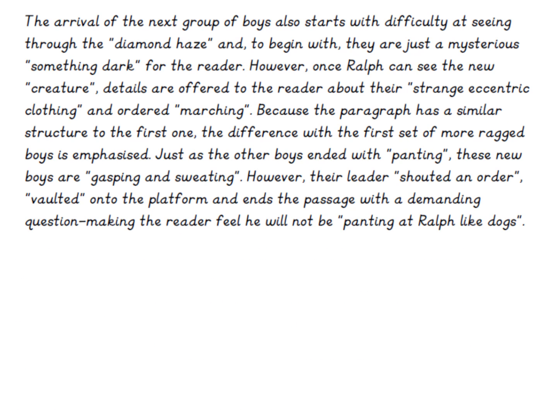The arrival of the next group of boys also starts with difficulty at seeing through the diamond haze and, to begin with, they are just a mysterious something dark for the reader. However, once Ralph can see the new creature, details are offered to the reader about their strange eccentric clothing and ordered marching. Because the paragraph has a similar structure to the first one, the difference with the first set of more ragged boys is emphasised. Just as the other boys ended with panting, these new boys are gasping and sweating. However, their leader shouted an order, vaulted onto the platform, and ends the passage with a demanding question, making the reader feel he will not be panting at Ralph like dogs. So it talks about contrasts, repetitions, patterns, and the effect of all of these things.